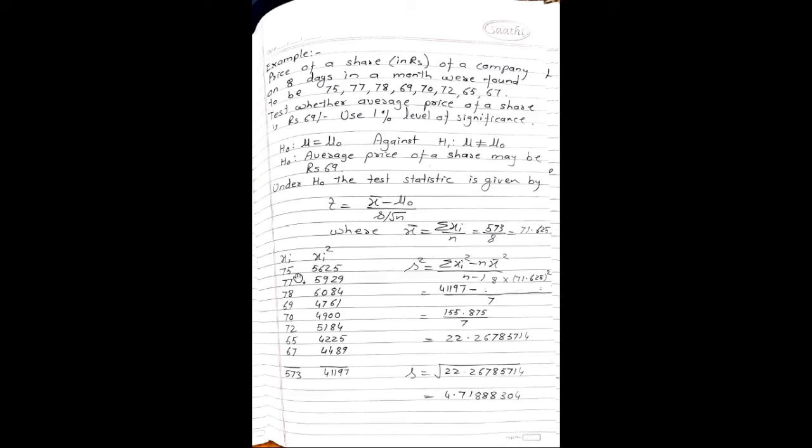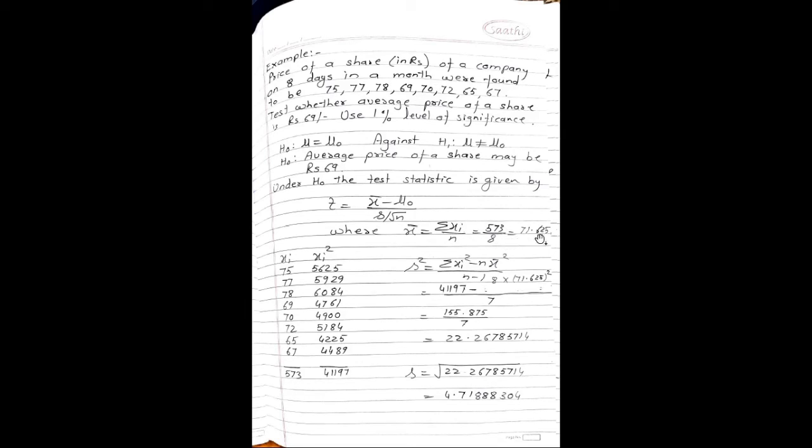xi values are given as 75, 77, 78, 69, 70, 72, 65, 67. We need the total of the xi column. So we'll add all the values: 75 plus 77 plus 78 plus 69 plus 70 plus 72 plus 65 plus 67. The total becomes 573. So x bar is nothing but summation xi upon n, which is equal to 573 divided by 8.